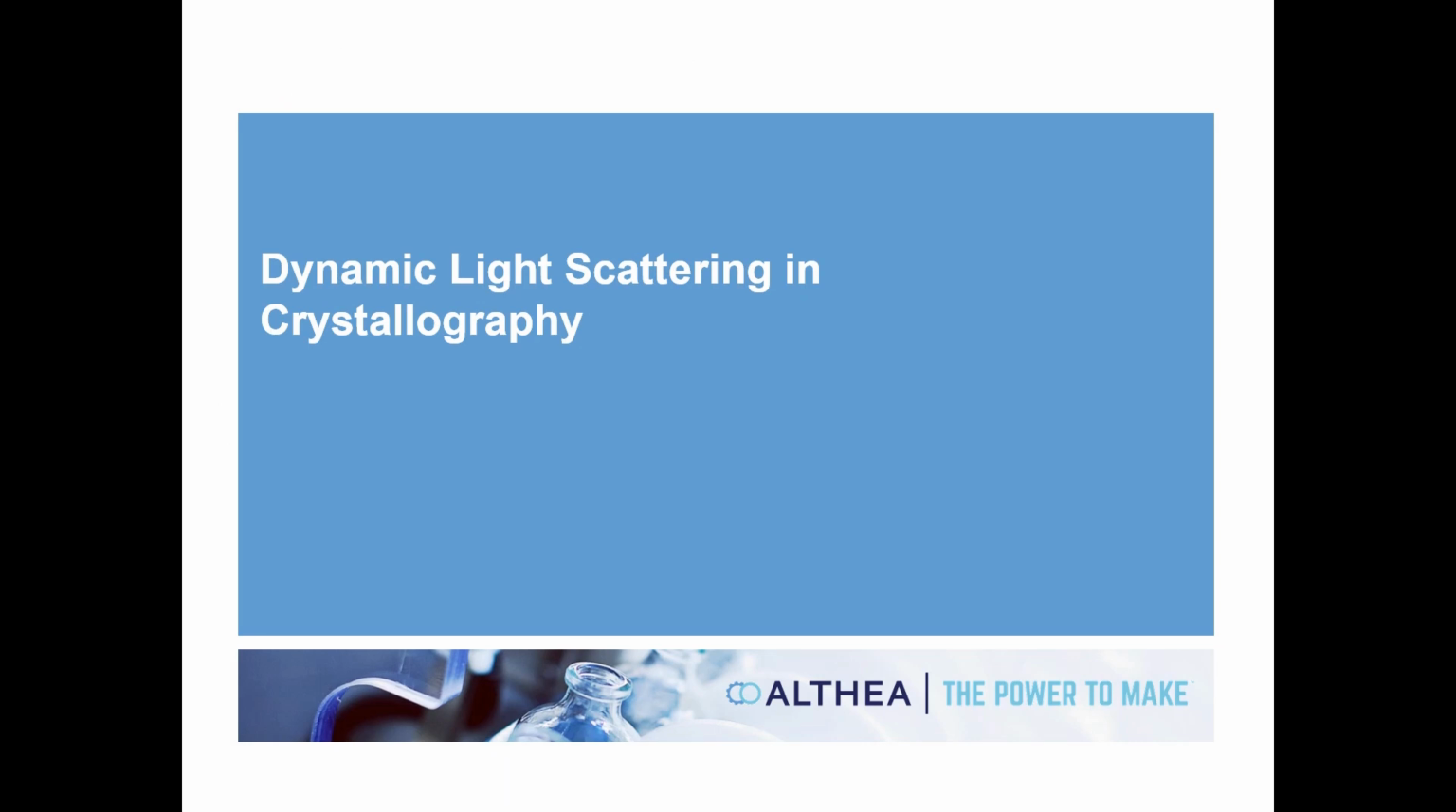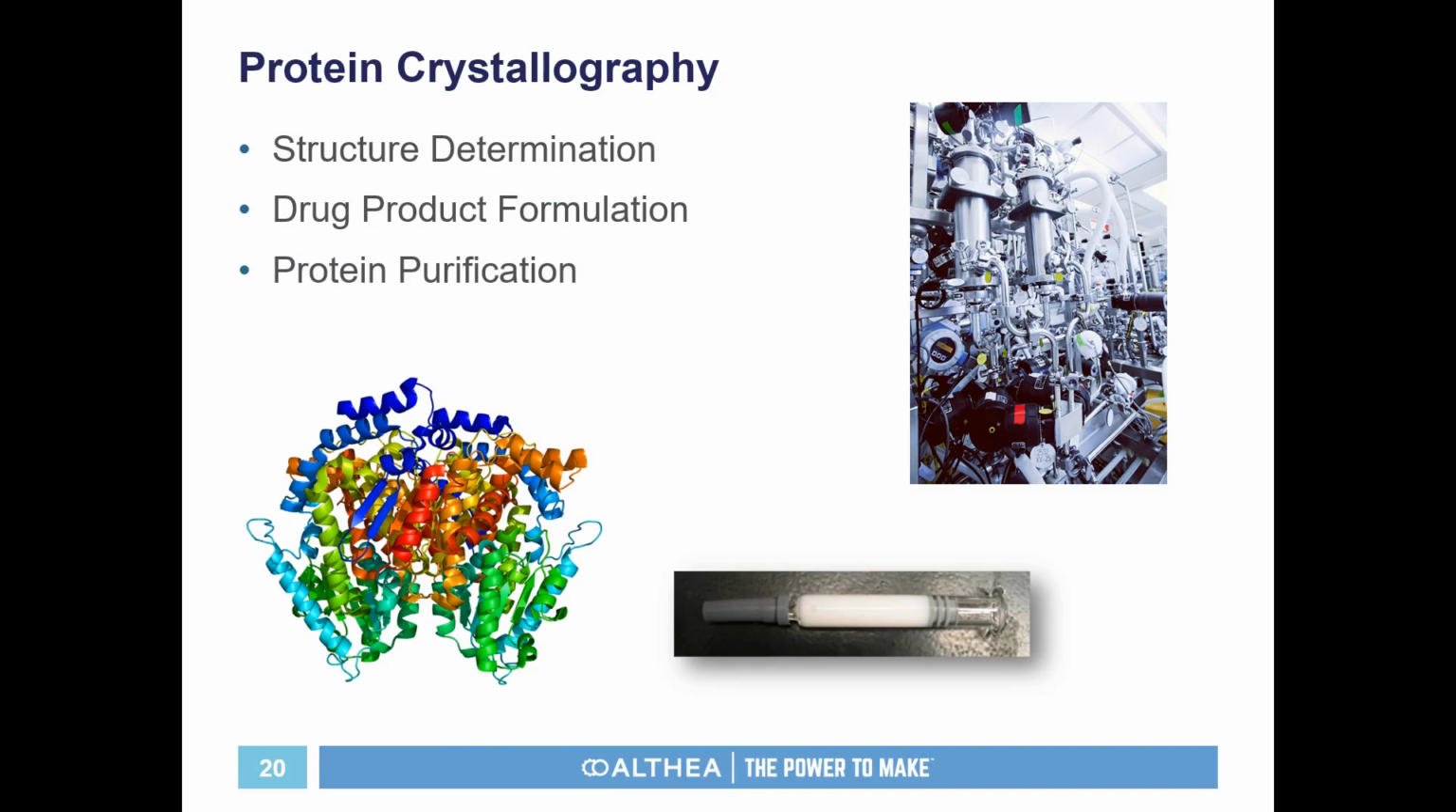So how does dynamic light scattering apply to protein crystallization? And this slide is really just to impress upon what protein crystallization is used for. Primarily, it's used for structure determination. This is the main way that people determine the structure of proteins, and this can be used to develop targets or drugs and better understand how the studied protein fits into the bigger picture. It can also be used for drug product formulation and protein purification.